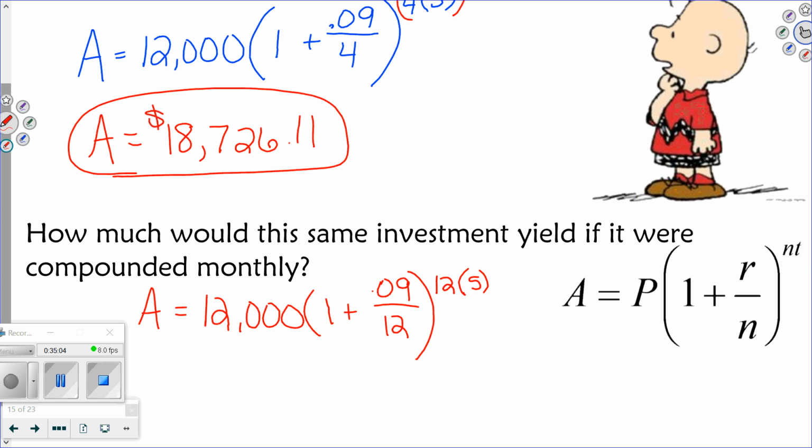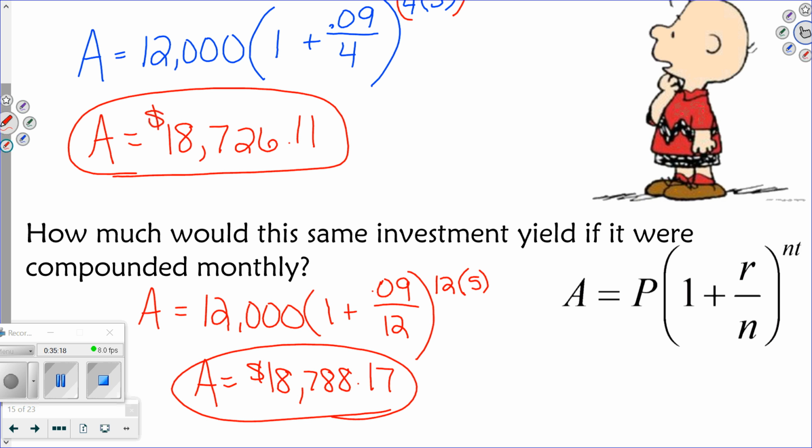Like that lower amount is definitely not right. You're right. It should not be lower. You should get $18,788.17. Yeah, I got... You did not change the 4 right there to a 12.